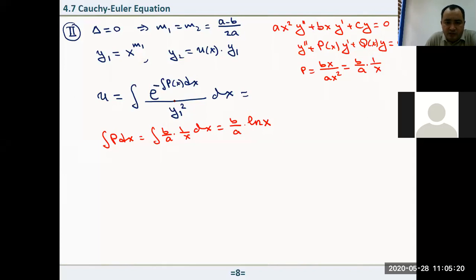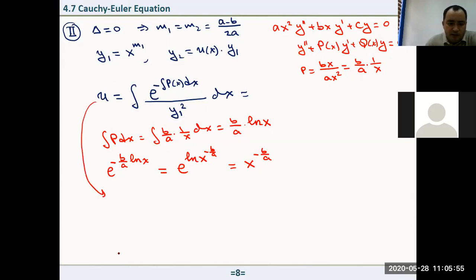So now if I substitute here, what do we have? E to the power of negative integral p dx, where the integral of p dx is b over a natural logarithm of x, is equal to e to the power natural logarithm of x to the power minus b over a. By using the property from calculus, that's equal to x to the power minus b over a. So the whole thing is equal to this.